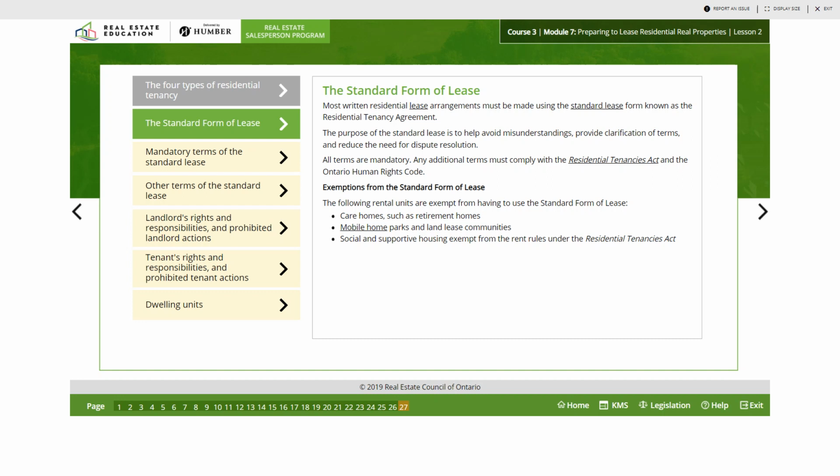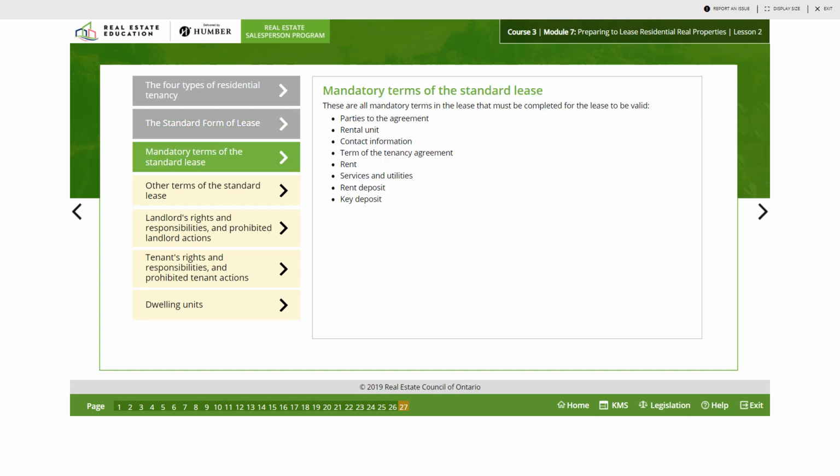Exemption from the tenant's standard form of lease. The following rental units are exempt from having to use the standard form of lease: care homes such as retirement homes, mobile home parks, and land lease communities. Social and supportive housing are exempt from the rent rules under the Residential Tenancy Act. The mandatory terms for the standard lease.